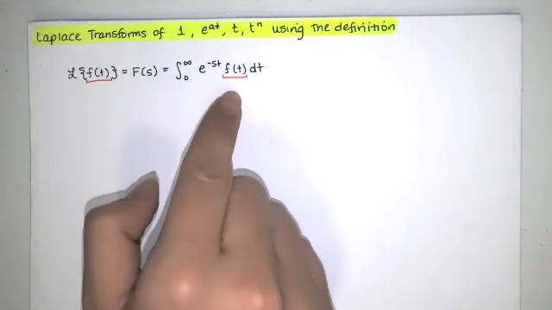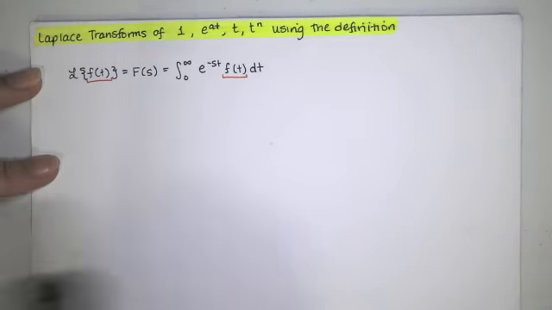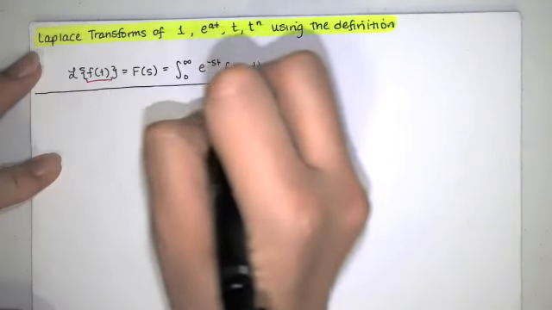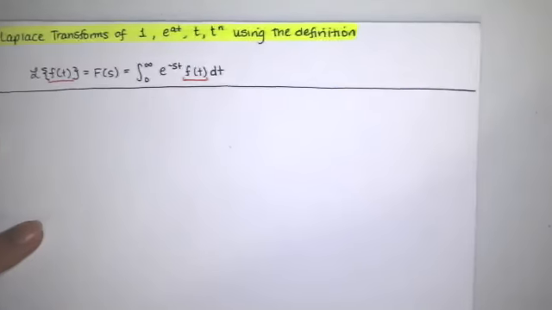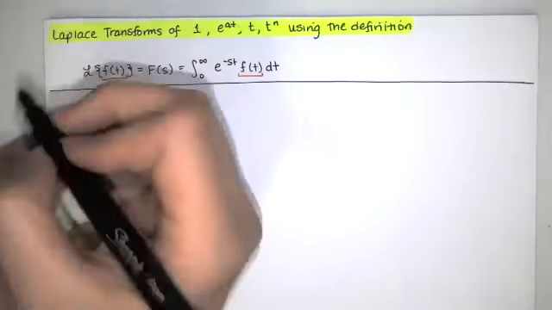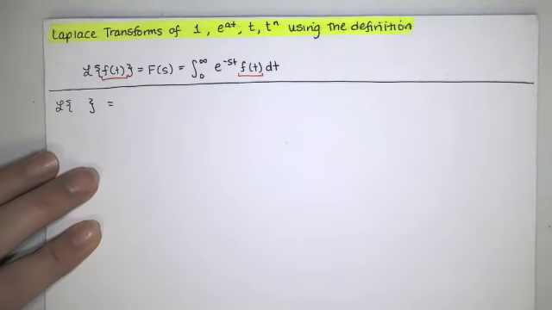So I want to evaluate this expression for f of t equals 1, f of t equals e to the at, f of t equals t, and then f of t equals t to the n, because we're going to be using those a lot this semester. So let's take the Laplace transform of 1 first.